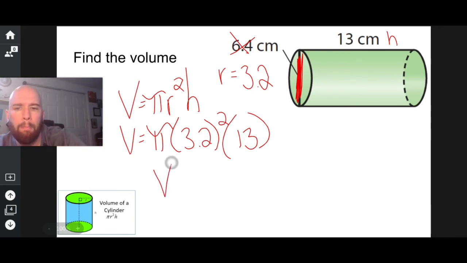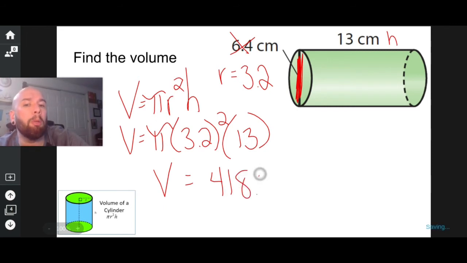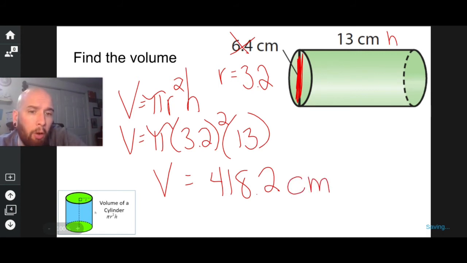Here's what I found. She can't just tell me. Why can't you tell me? What is pi times 3.2 squared times 13? The answer is 418.209. So 0.209 is going to be 0.2. My unit of measure is centimeters, and since this is volume, I'm going to cube it.